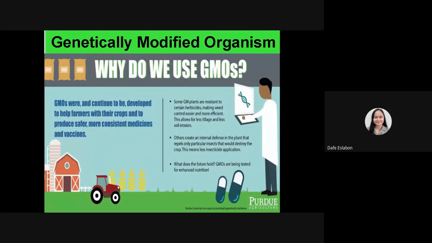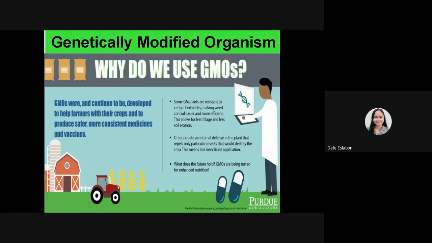And next question: why do we use GMOs? Some GMO plants are resistant to certain herbicides, making weed control easier and more efficient. This allows for less tillage and less soil erosion. Others create an internal defense in the plant that repels only particular insects that would destroy the crop. This means that there's less insecticide application to plants if the farmer opts for this GMO or biotechnology.